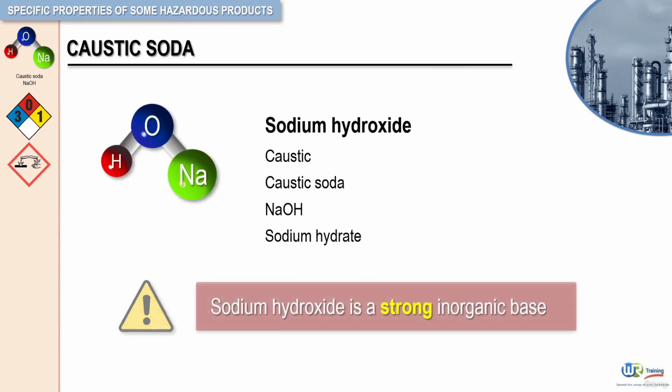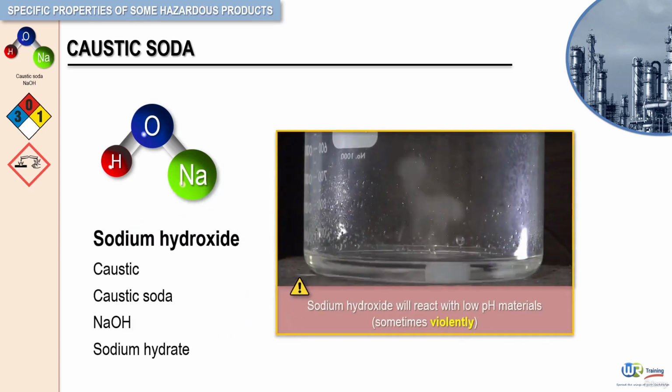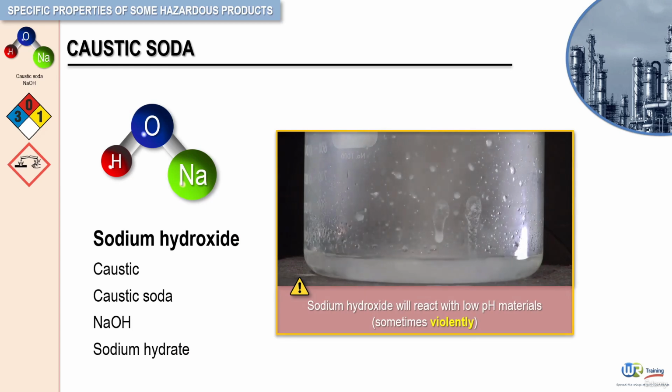Sodium hydroxide is also a strong inorganic base. It is a clear to cloudy solution. It leaves a white residue when dried. As seen here, caustic will also react, sometimes violently, with low pH materials. So, mixing strong acids, for instance hydrochloric acid, with caustic will generate large quantities of heat, causing the mixture to splatter. Water also reacts with caustic soda.